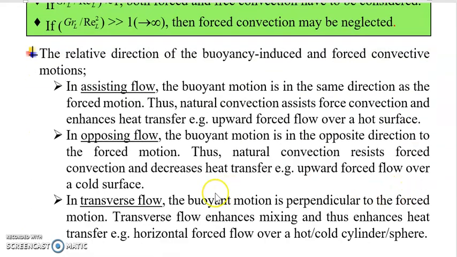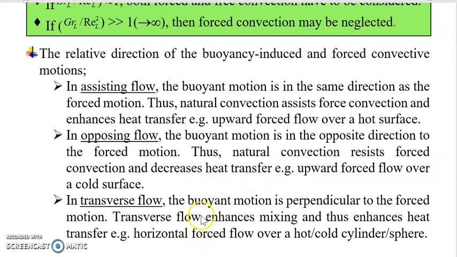There are three types of flows also when both forced and natural convection are occurring. We have assisting flow, where the buoyant motion is in the same direction as the forced motion, of course. So the natural convection assists forced convection and thus enhances heat transfer. In opposing flow, as the term is quite transparent, the buoyant motion is in the opposite direction to the forced motion, and thus natural convection resists forced convection, consequently decreasing heat transfer.